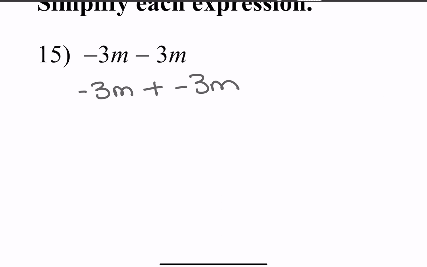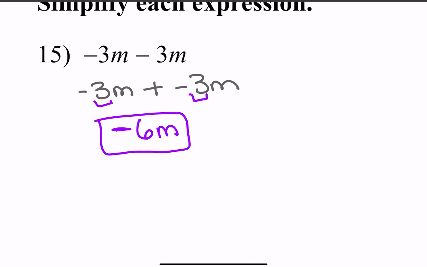So negative 3m plus a negative 3m. Well, what happens is we are adding two negatives together. So when you add two negatives together, your final answer is going to be negative. So really, you just need to figure out, what is 3 plus 3? Well, it's 6. And don't forget the variable. And look at that. Now we have a negative 6m. Okay, so when you're adding two negatives, it stays negative.